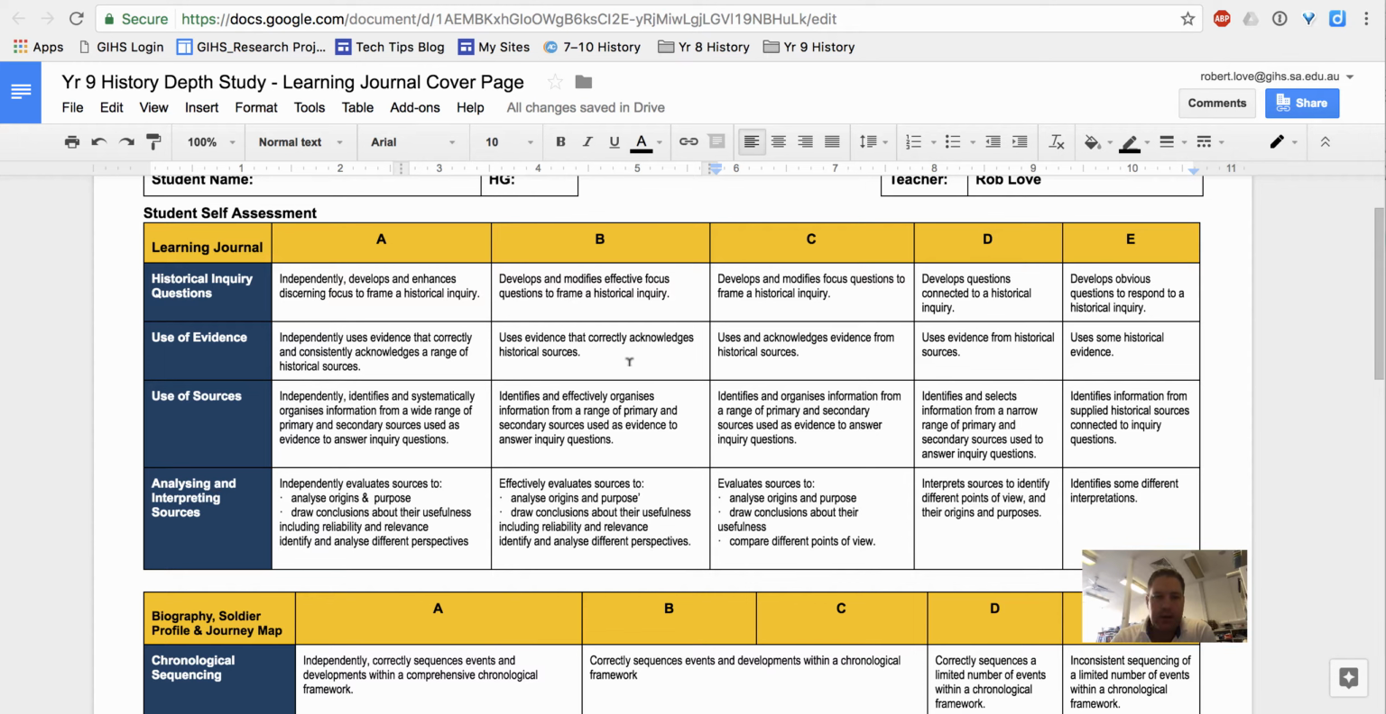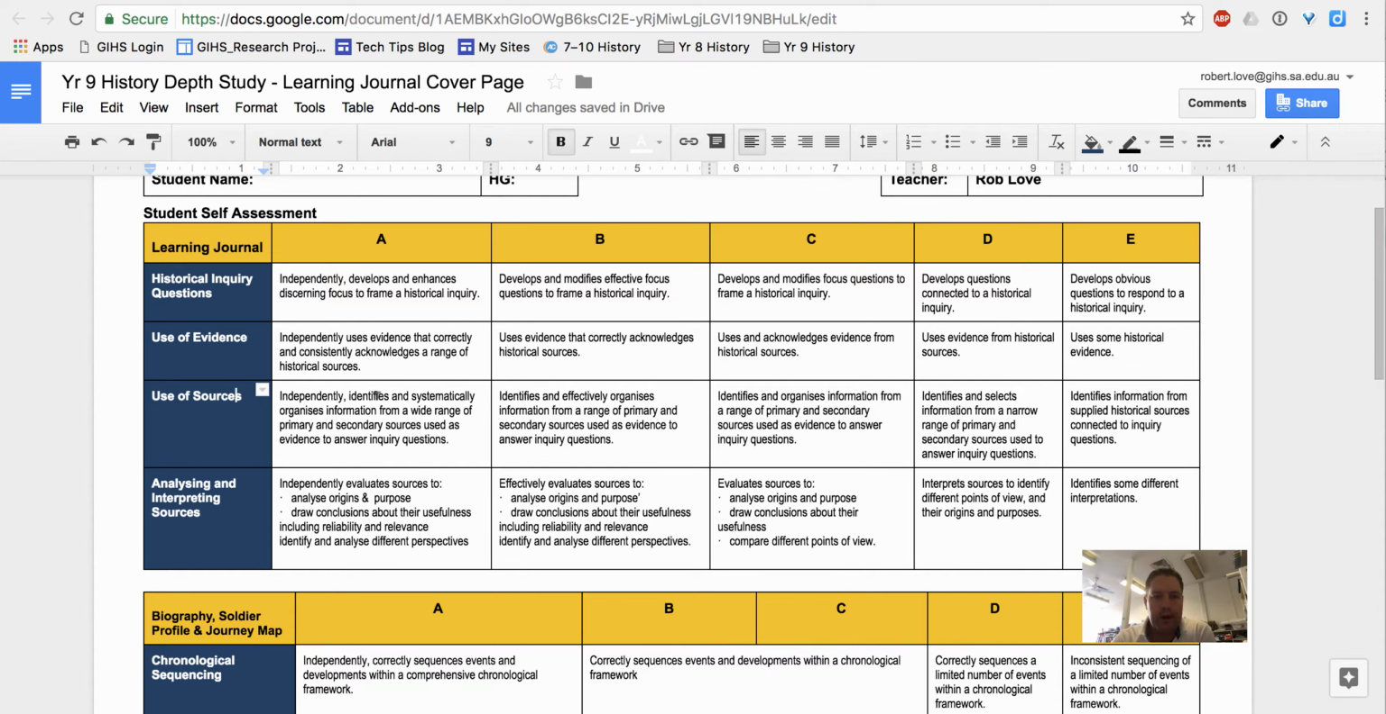Firstly, your use of evidence. You need to ensure that you have correctly acknowledged your sources. If you do that consistently, you're at the A standard. Also, if you have used a range of historical sources, and for the A standard I'd be looking at 8 different sources. Now we need to talk about the extent to which you've used them.